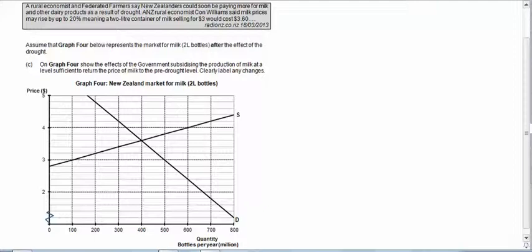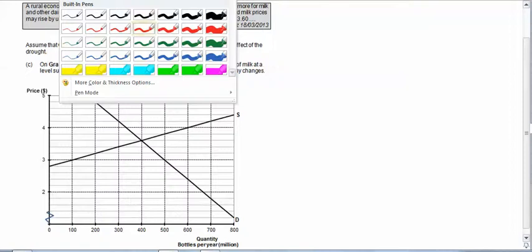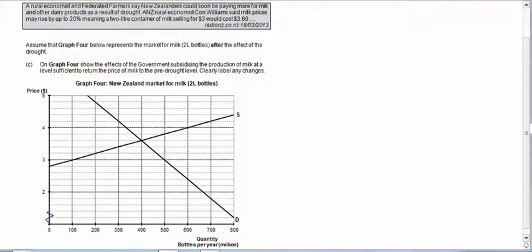Now, there's a little trick there. Here, we're told that the graph shows the market after the effect of the drought. So you've got to be careful about that. The market's already moved. You can see it's at equilibrium here. It's already sitting at $3.60. There it is there. And you're asked to show a subsidy that will cause the market to stay where it was, which is right here at $3.